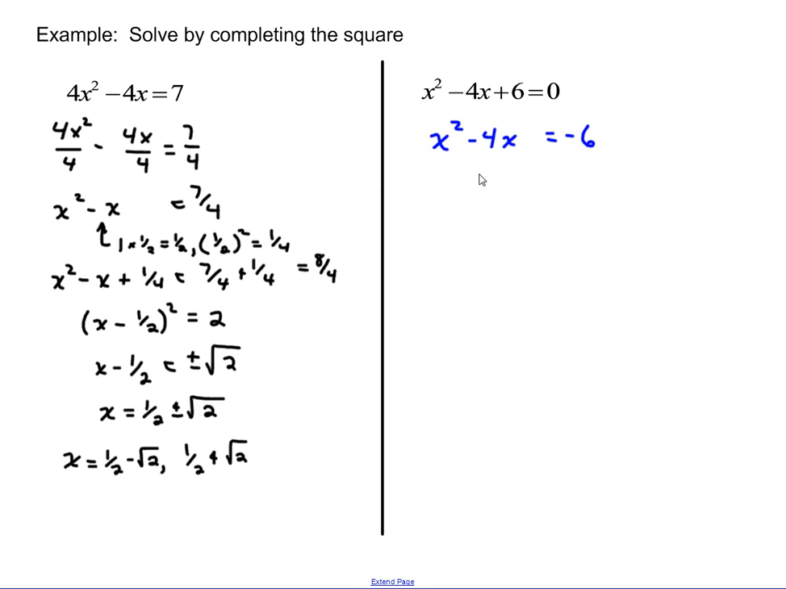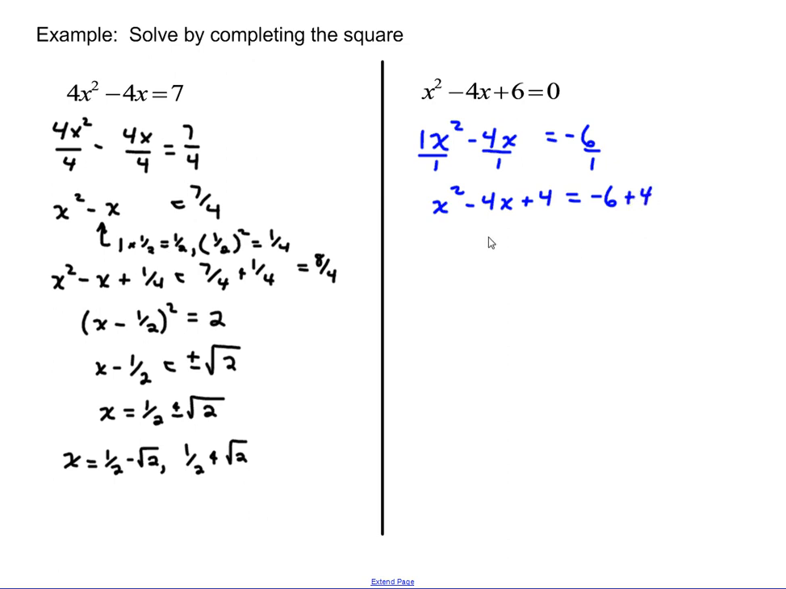Now, in order to complete the square right here, we'd have to have a leading coefficient of 1. And we already have that, so we don't need to divide both sides by anything. We're already there. If you need to see it, though, we can divide everything by 1. And if you recognize that the leading coefficient is 1, then we do have x squared minus 4x equals negative 6 already. The question is, what do we add to both sides in order to complete the square? Well, we've seen this before. We take half of 4, which is 2, square that, and we get 4, and so we add that to both sides of the equation equally.